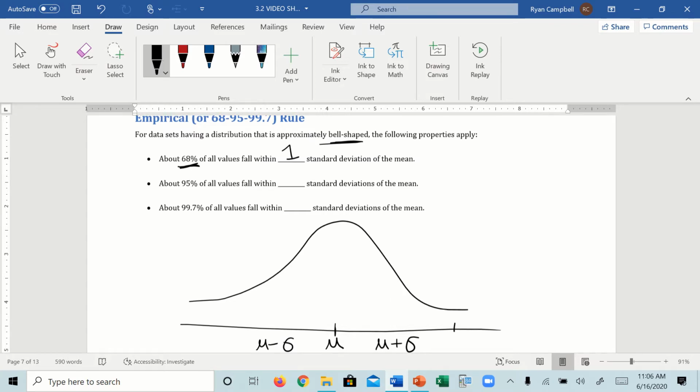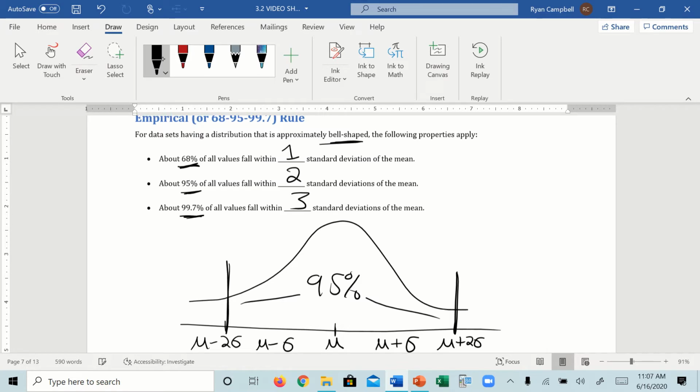If you go 2 standard deviations above, so if you add 2 of the standard deviations and subtract 2 of the standard deviations, this is going to contain 95% of your data. I'm sure you can tell what the next one is. If you're 3 standard deviations away, it's going to be 99.7% of your data.